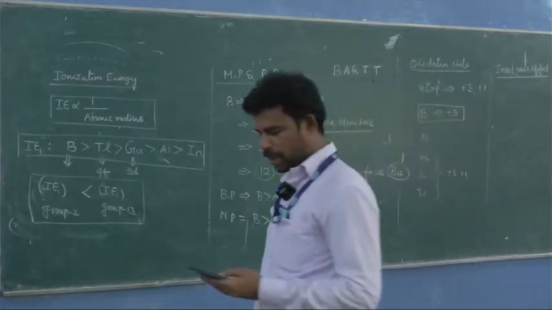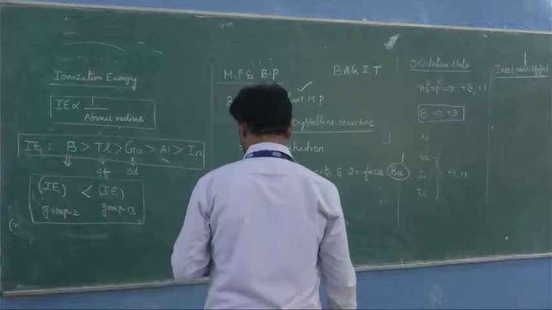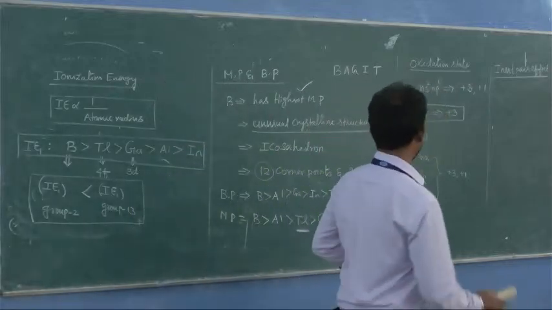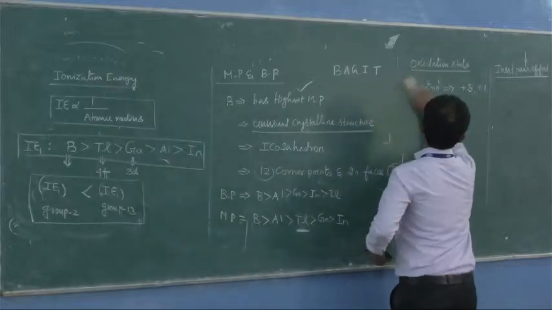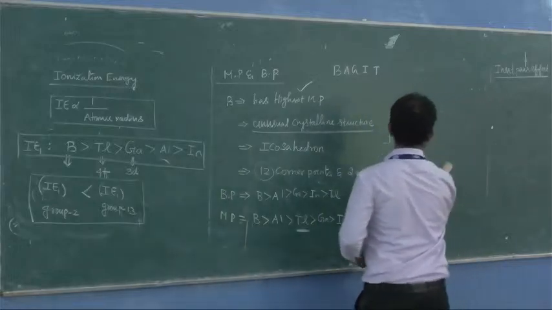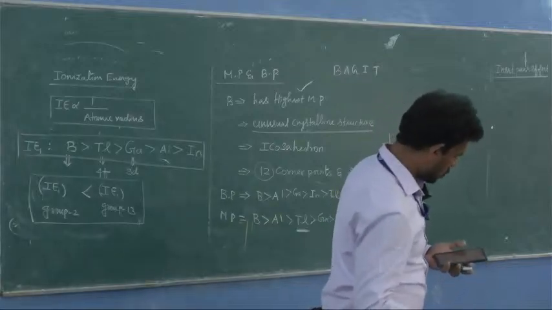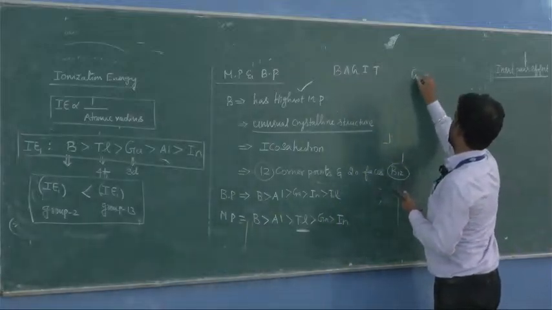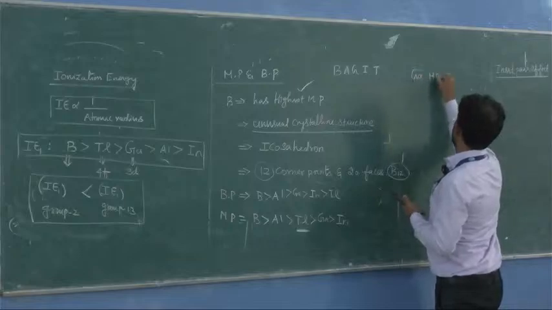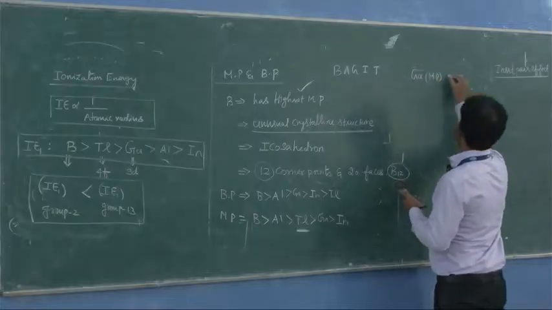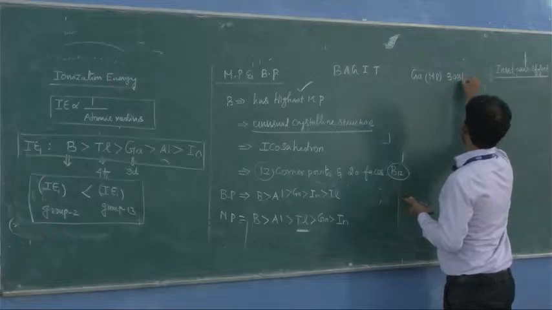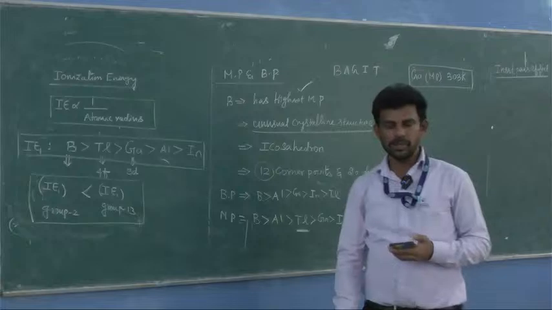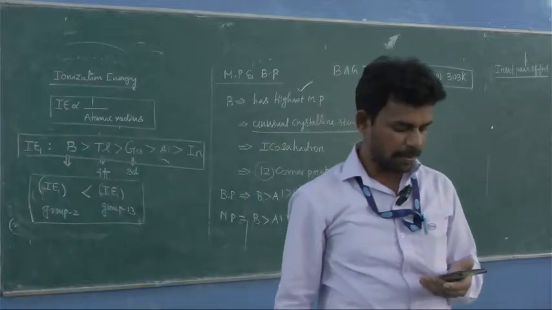Next important property. Another important point here is gallium, particularly gallium. Okay, gallium. Is it clear? So the melting point of gallium is going to be 303 Kelvin. Please note this. Okay, the melting point of gallium is going to be 303 Kelvin. Is it clear?